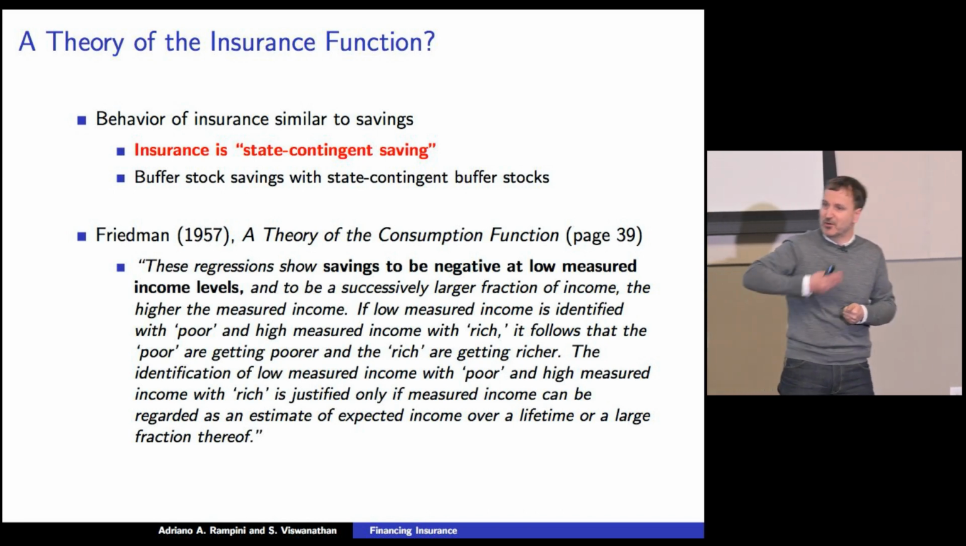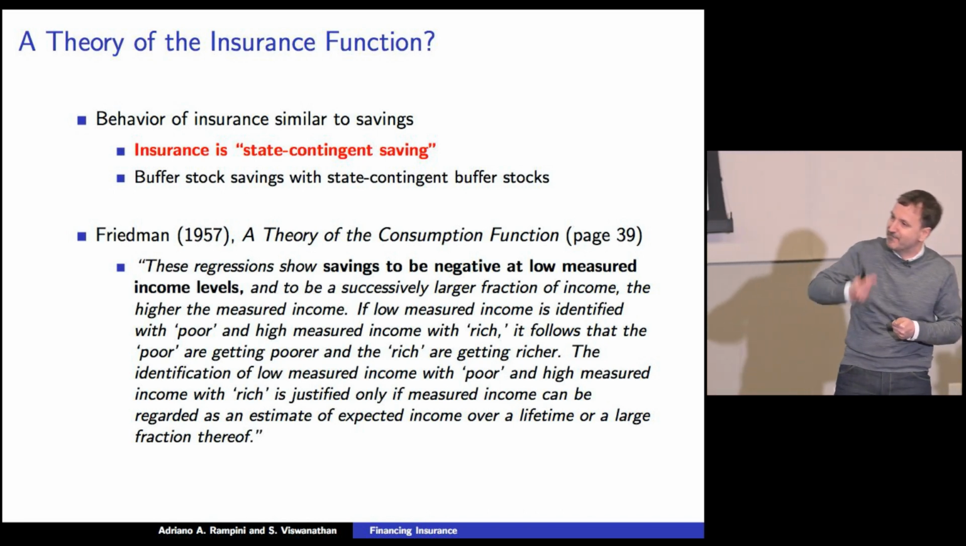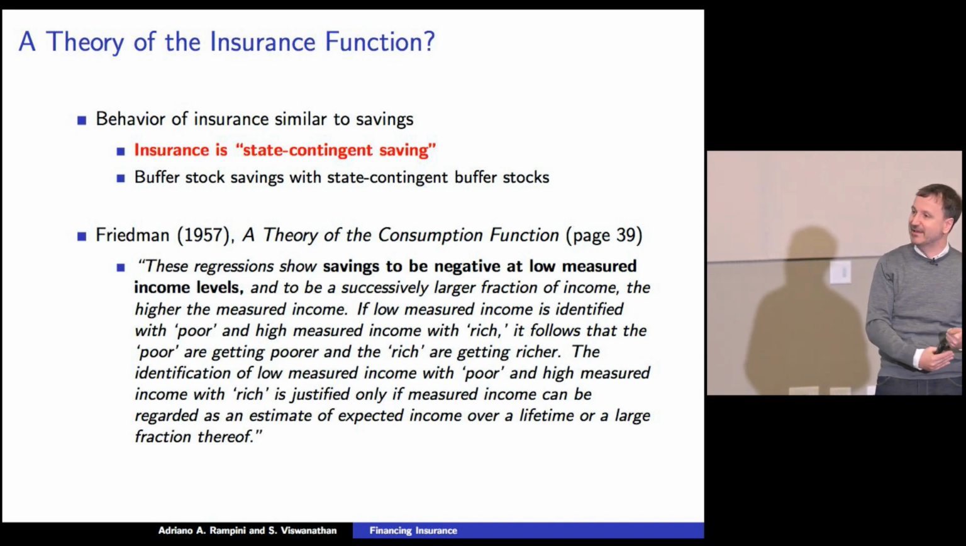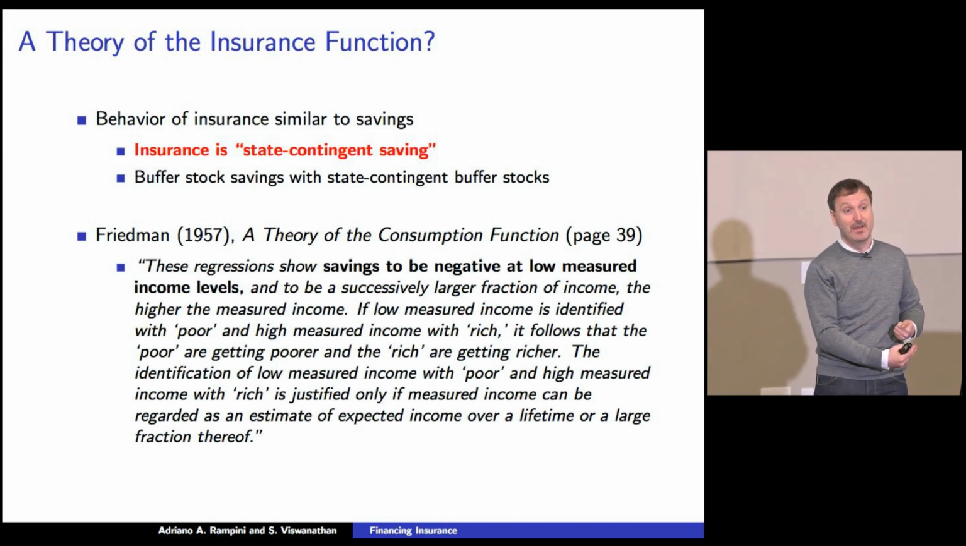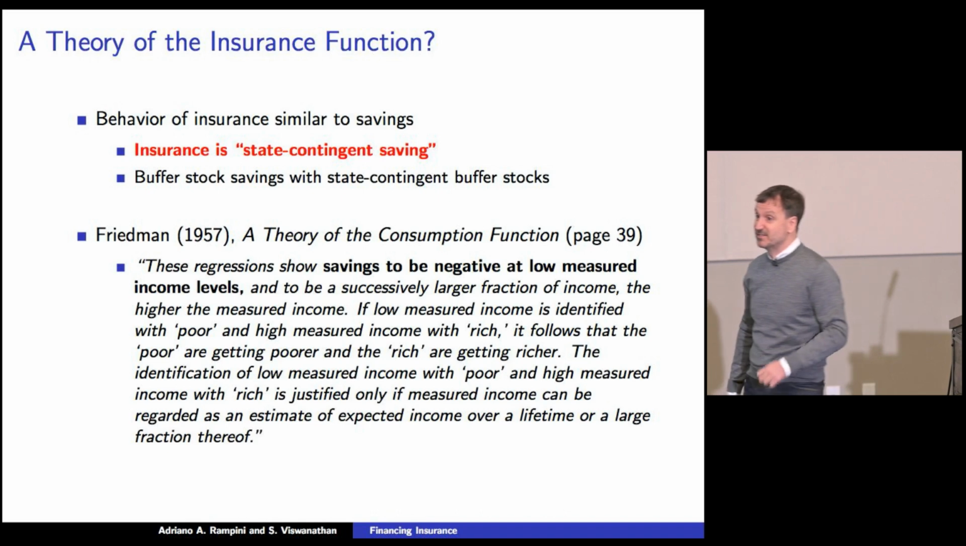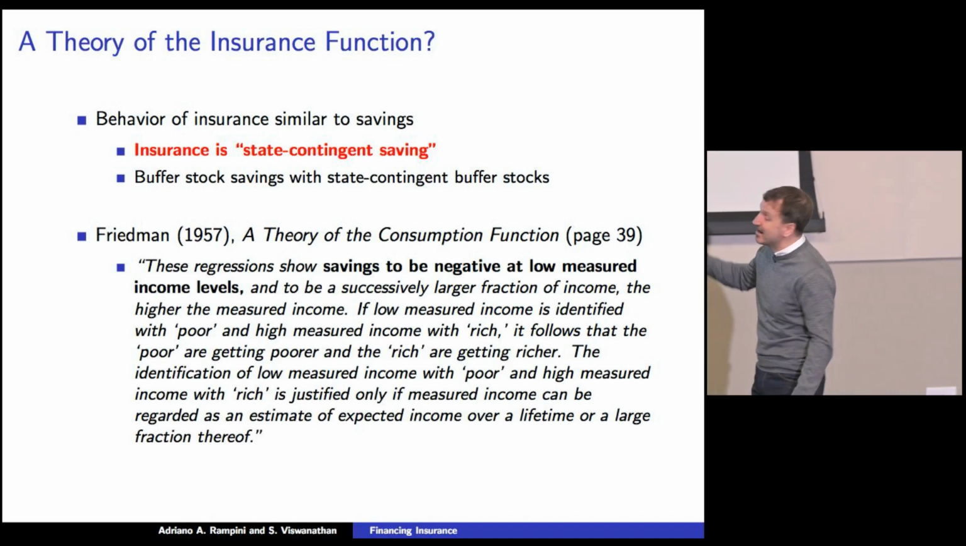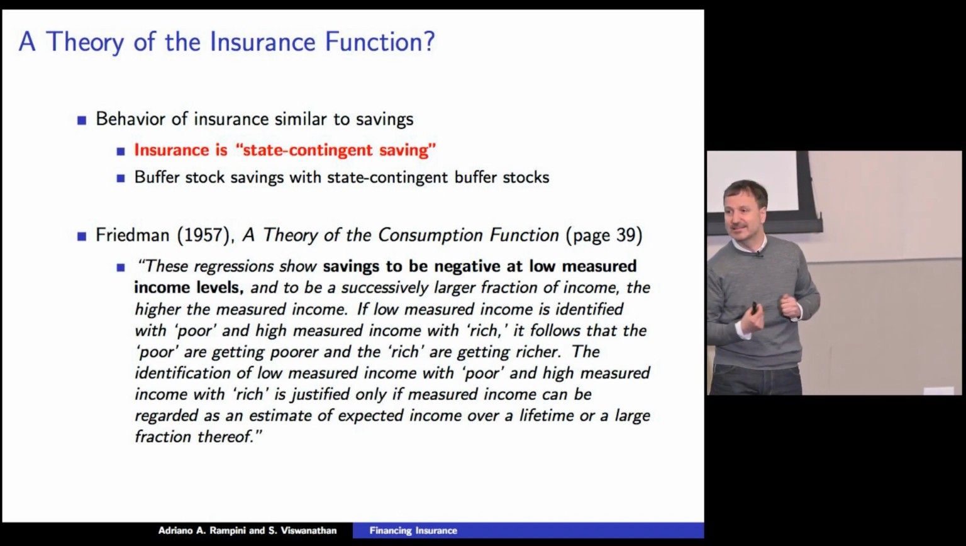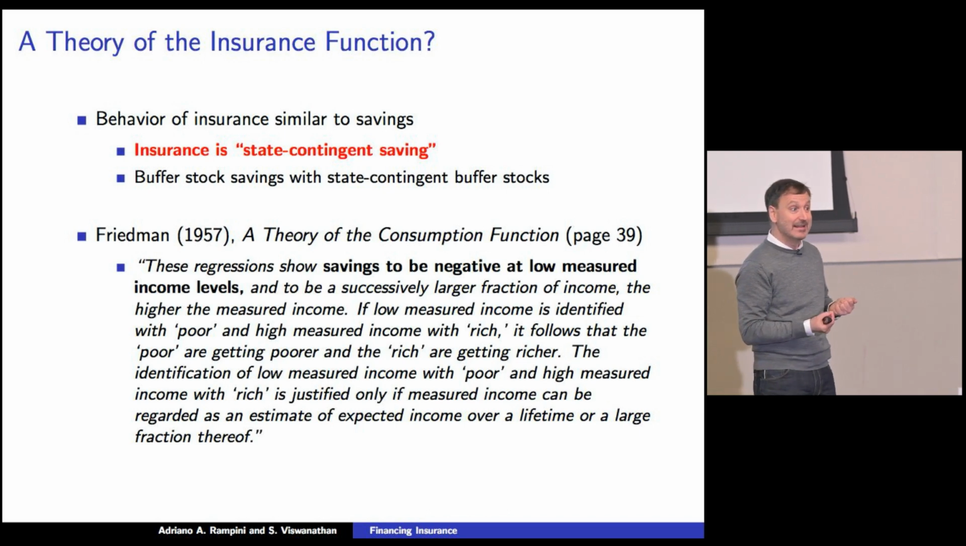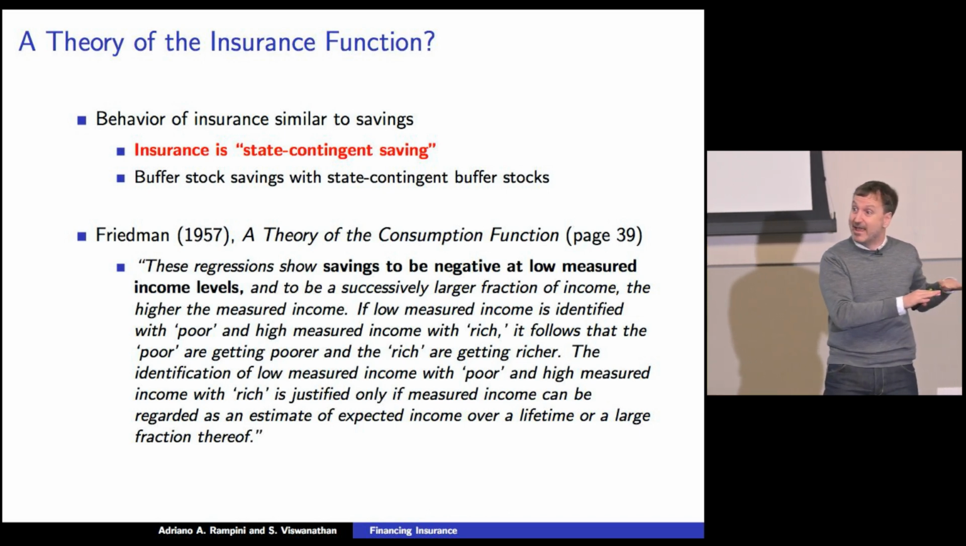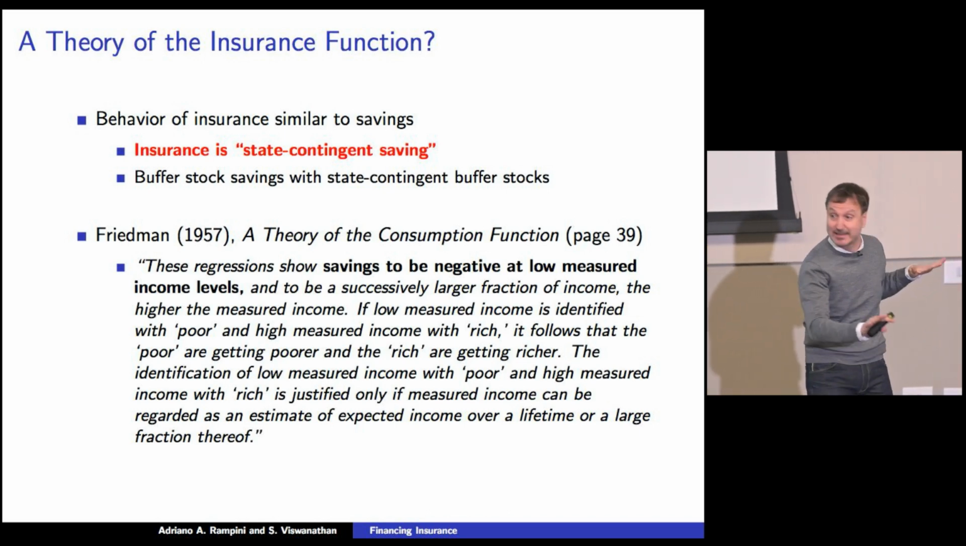If I'm currently rich, I'm accumulating a buffer stock, and then if I hit hard times, I decumulate it, decrease it, dissave, exactly because I'm consumption smoothing. Essentially, what we're saying here is insurance is exactly like this. The only twist in the plot is that instead of having one buffer stock, I have a state contingent buffer stock for each state tomorrow.